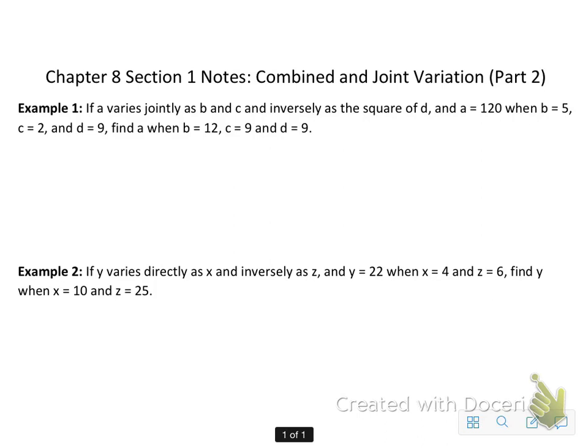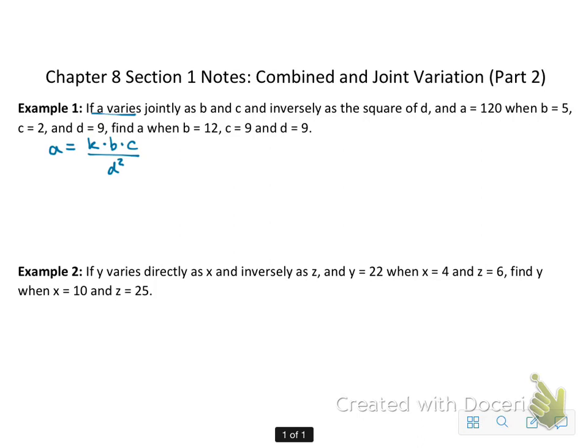A varies means that A equals. That's where you start. And A always equals K. Jointly as B and C. All that means is that you're multiplying B and C. So it just means we have two direct variations. That's all. And inversely as the square of D. That means we have to square D.